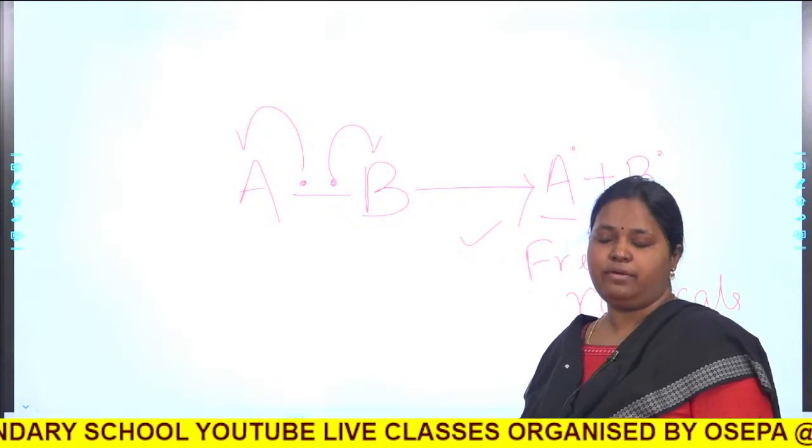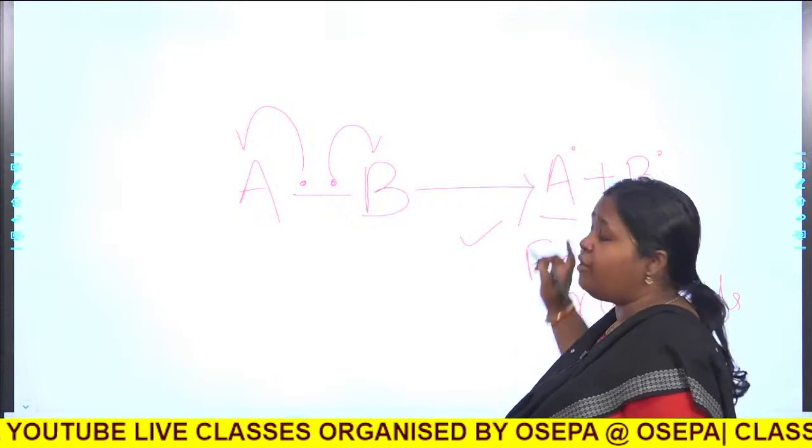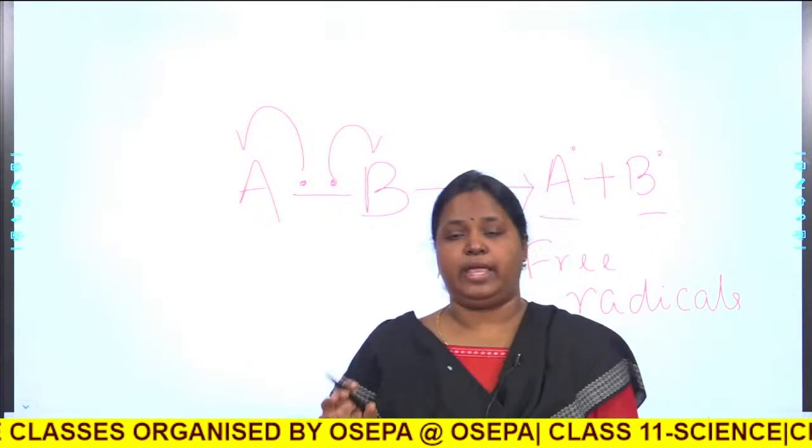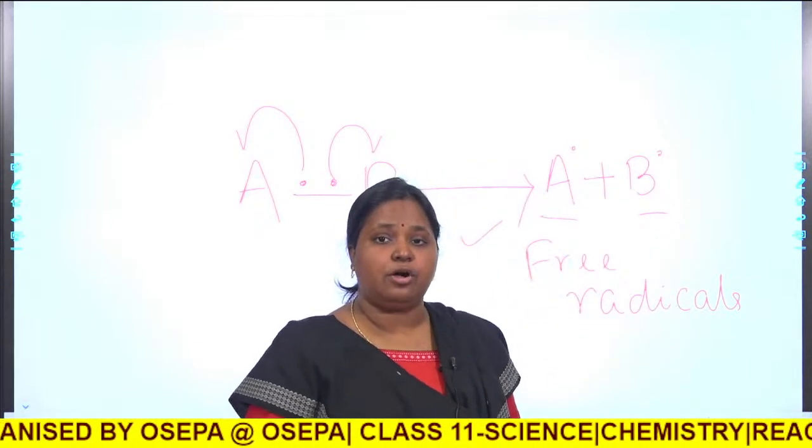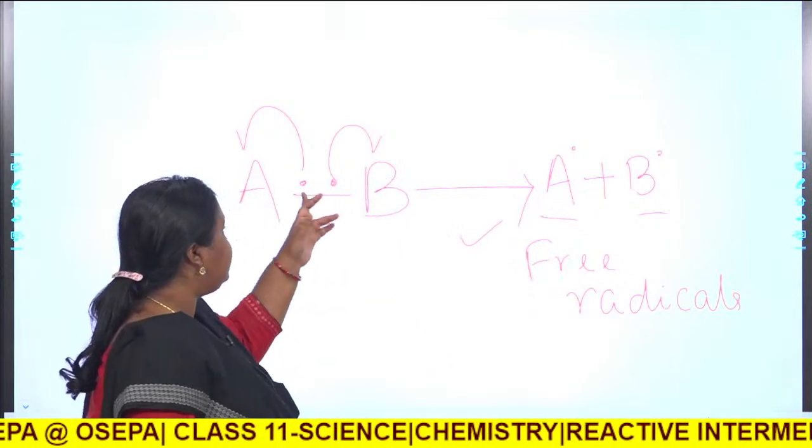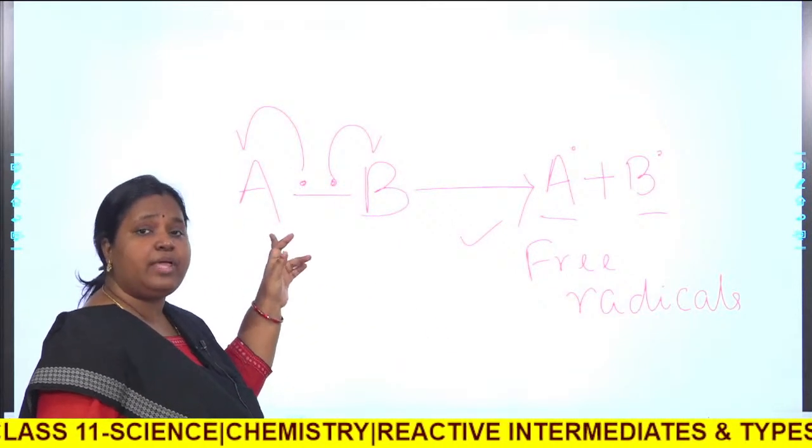We will discuss what are free radicals. Because I have not given any negative sign over A or B. Why? Because remember that these electrons initially belong to them.